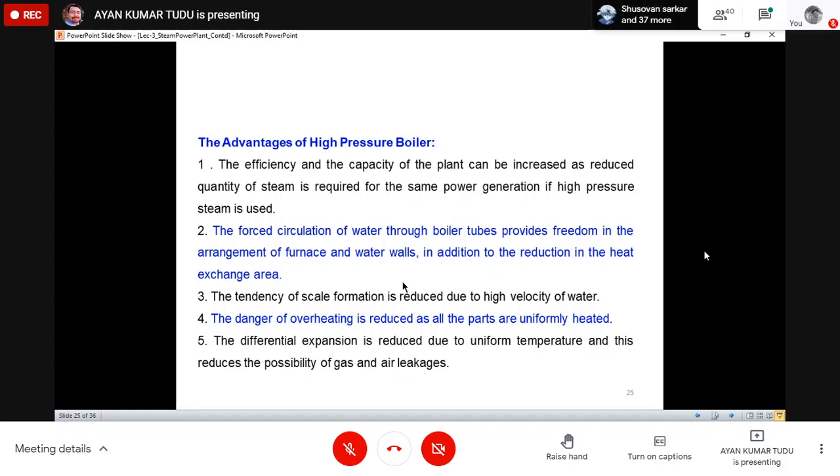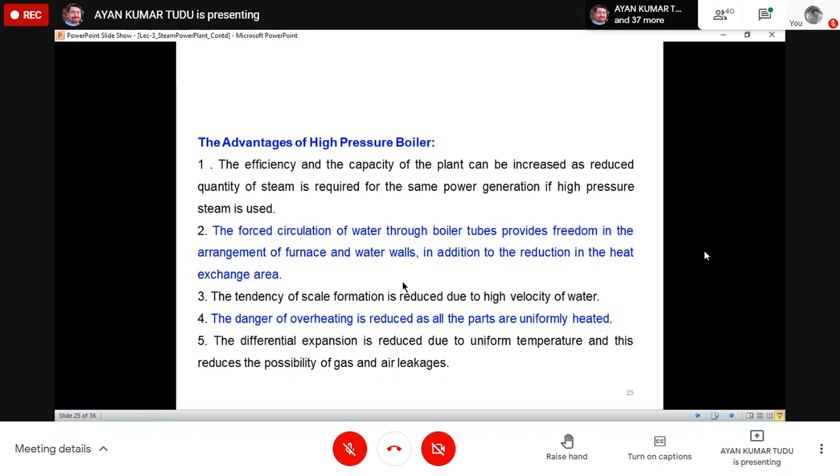Second, forced circulation of water through these boiler tubes provides freedom in the arrangement of the furnace and the water walls, in addition to the reduction in the heat exchange area. So the capacity of the plant can be increased if we can rearrange the furnace and the water walls.